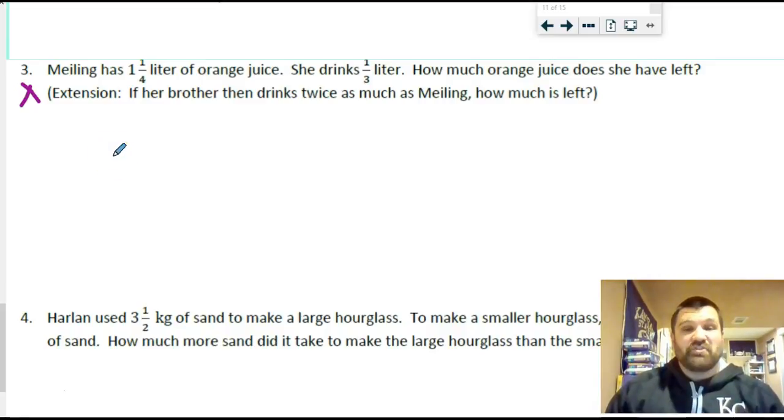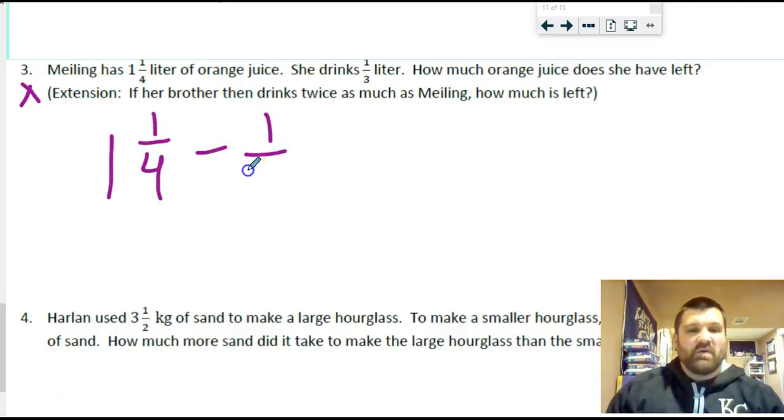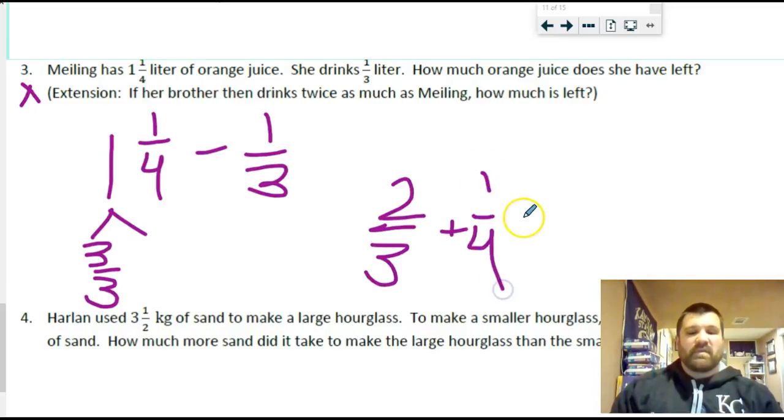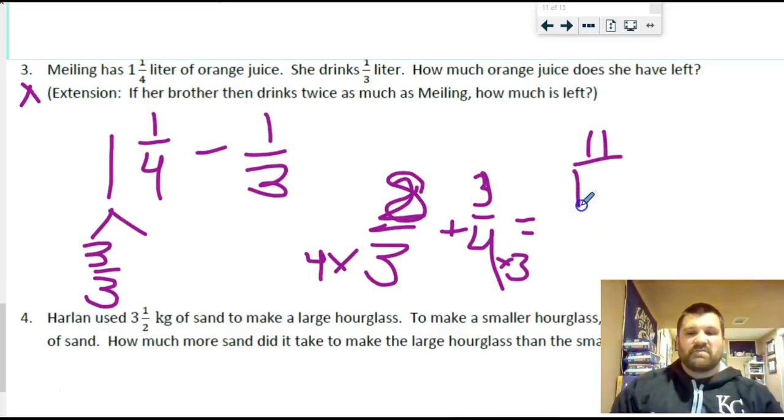Okay, so I'm going to do the method of we have 1 1/4, and we're taking away 1/3 because this is what she has, and she drinks this. Well, I'm going to take this, and I'm going to create it into 3/3. Okay, because 3/3 equals 1. Well, 3/3 minus 1/3 is 2/3. 2/3 add 1/4. Okay, and that equals, well, you gotta make these equal. So this would be 3. This would be 8. So you'd have 11 twelfths. And there you go.